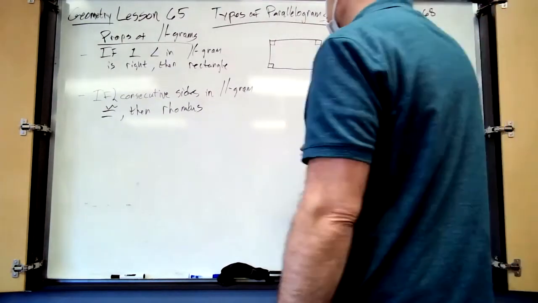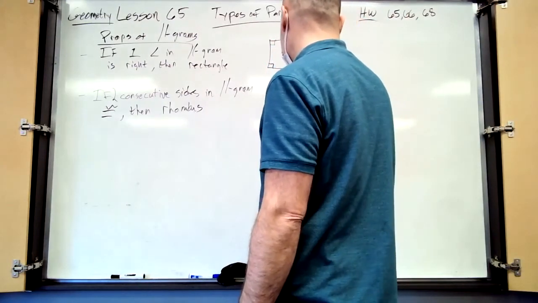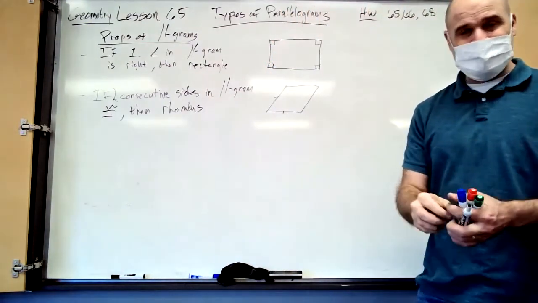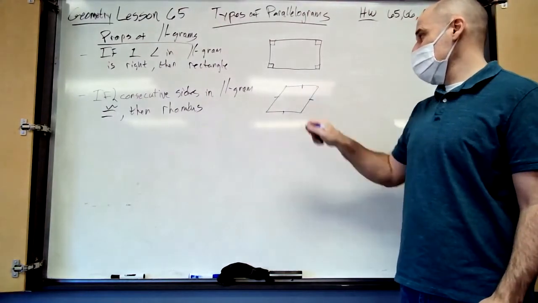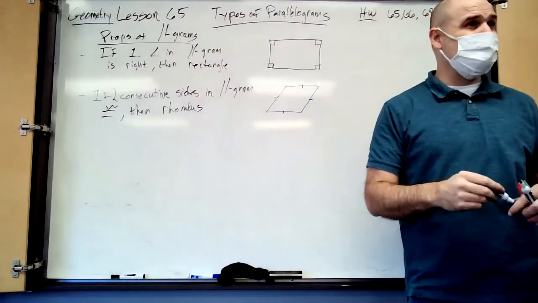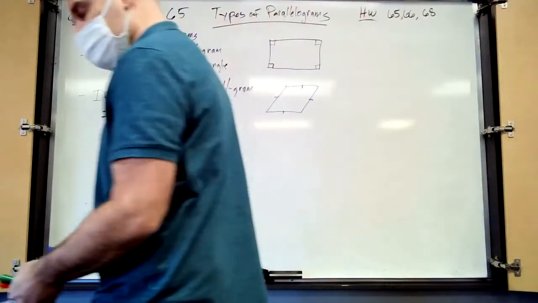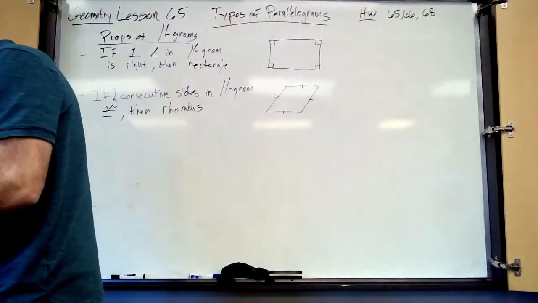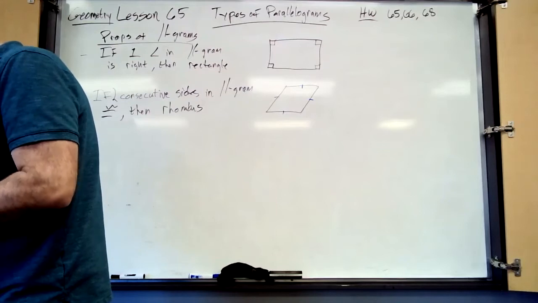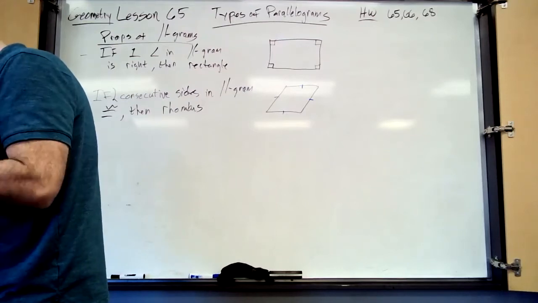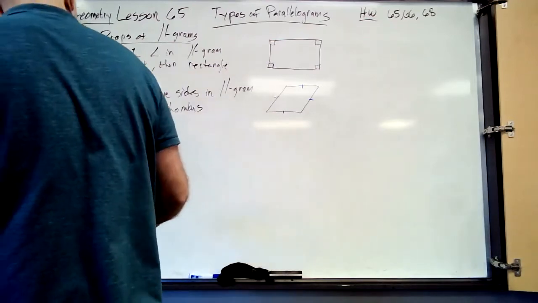Over here, if two consecutive sides are congruent, you also know that opposite sides of a parallelogram are congruent. So you know that those two are congruent too. So they're all the same. This is an equilateral parallelogram, which is a rhombus. Okay. Lesson 65 proves that for you, but let's do this.